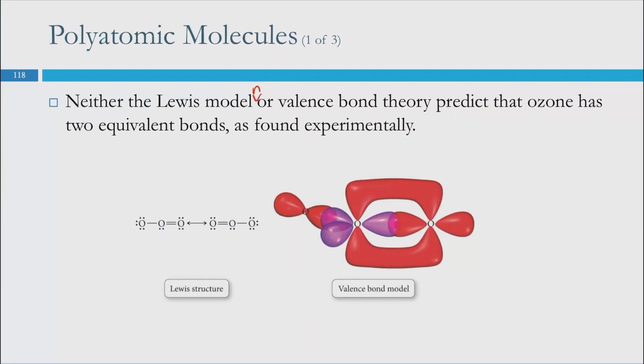For polyatomic molecules, we're not going to do any MO diagrams, but we're going to talk about it briefly. Neither the Lewis model nor valence bond theory, which we've learned previously, predict that ozone, O3, has 2 equivalent bonds. We've looked at it previously. The Lewis diagram is over here on the left, and our valence bond model kind of mirrors it, just with taking a look at our side-by-side overlap for our double bond.